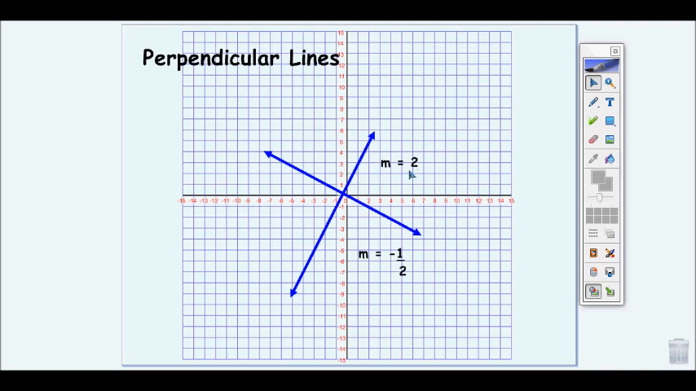So we have a positive 2 here, we'll have a negative here, and it is also the reciprocal. So 2 over 1, if I change it to the reciprocal, is 1 over 2. So a positive 2 over 1 for this slope, and the perpendicular line would have the opposite reciprocal as a negative slope, and that would be 1/2.